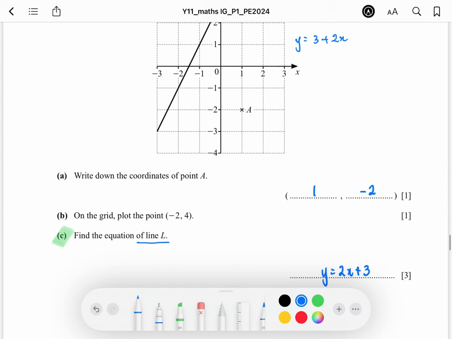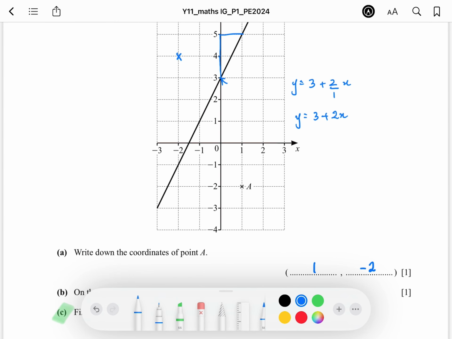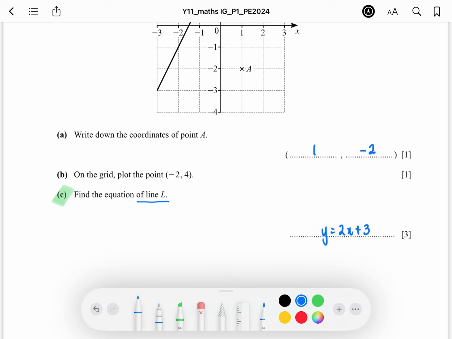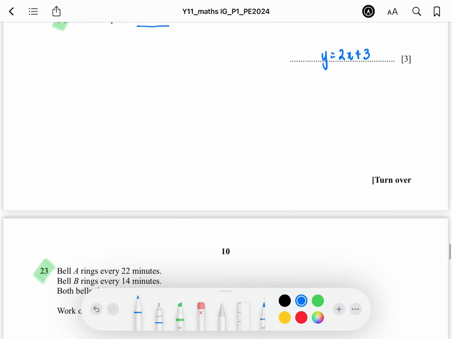Okay. You can write it y equals 2x plus 3, y equals 3 plus 2x. Doesn't matter. It's the same thing. So that's the equation. So you start with where it touches the y-axis, that number, and then rise over run for the coefficient of x. And then simplify. Okay, that's how you find the equation. 3 marks. Don't let it go.